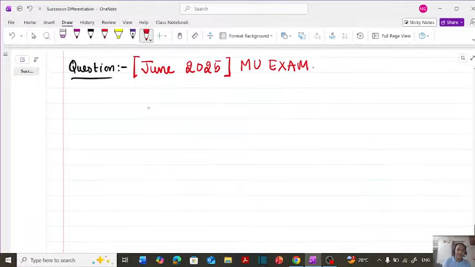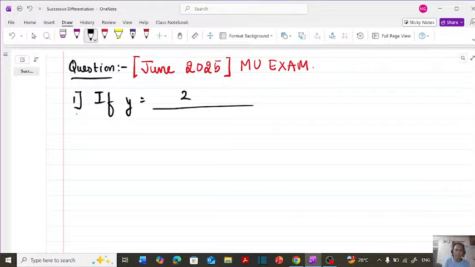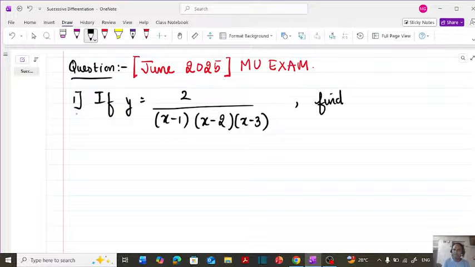Okay, so here is the question for you. If y equals 2 over (x-1)(x-2)(x-3), find yn. What does yn mean? Yn means we have to find here the nth derivative. This is the meaning. We have to find the nth derivative of the function.